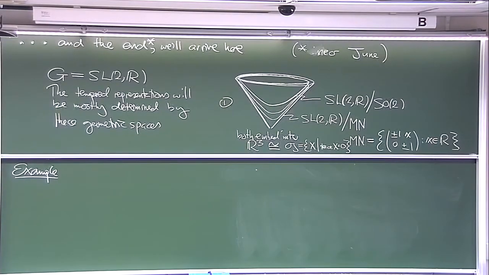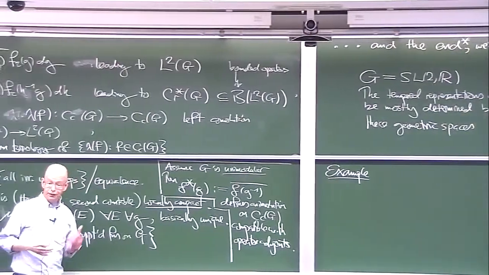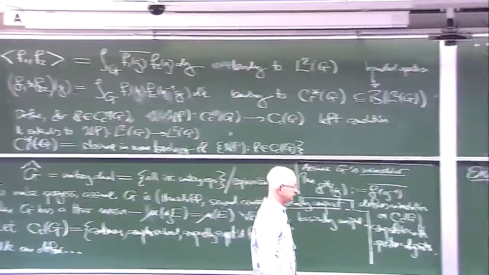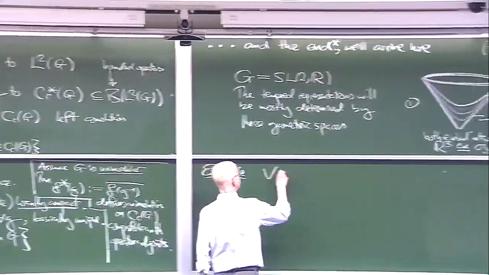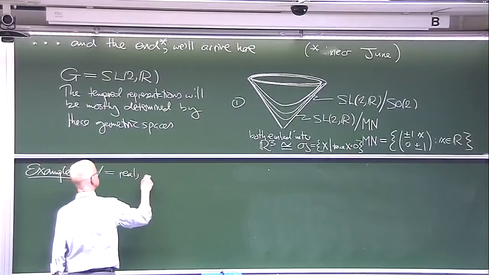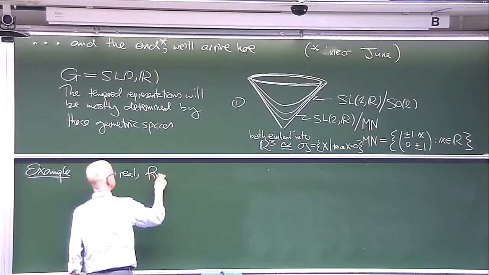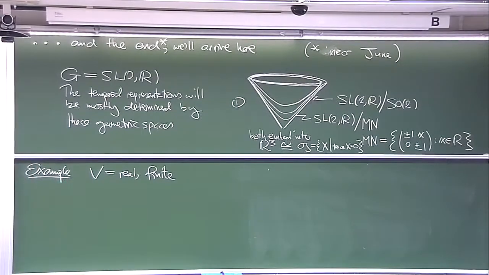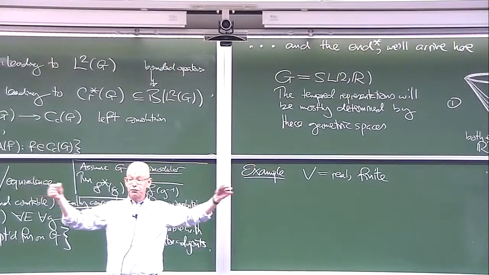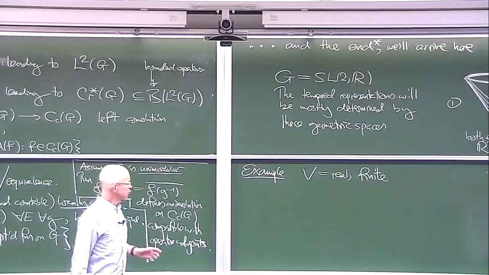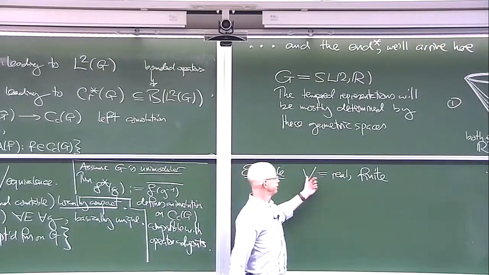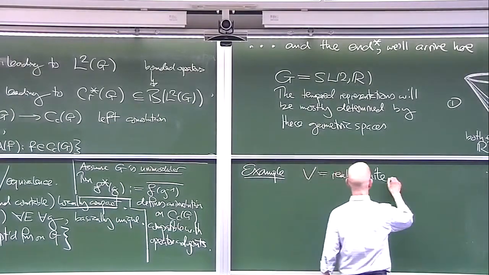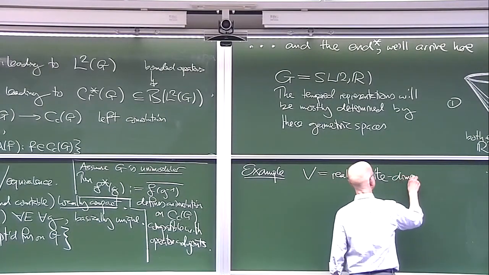Let me do the world's easiest example so you get a feeling for what this thing is that we built. In this example, I want to consider the abelian group, which is just the additive group of real numbers. But it's a little more satisfactory not to call this group R. Let's just take here any real finite dimensional vector space.